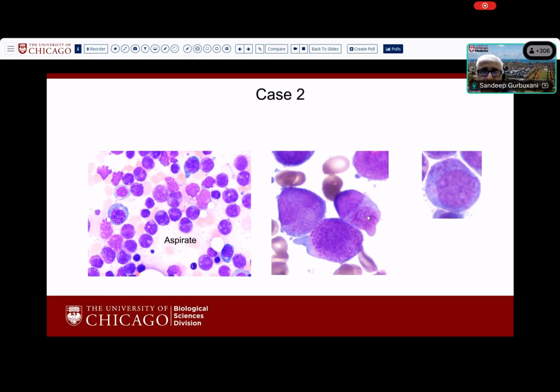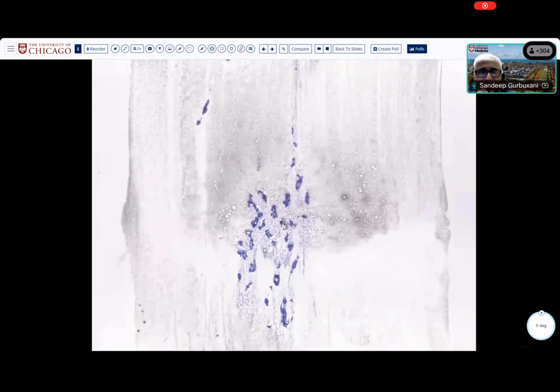chimeric protein, the PML-RARA protein, which is responsible for pathogenesis of this leukemia, and is now the basis for using targeted therapy, where you don't use any chemotherapy to treat these APL patients for the most part, and they respond very nicely to all-trans retinoic acid as well as arsenic trioxide. So an example of acute promyelocytic leukemia. Again, most of you knew what this was. That's excellent. So moving on to the next case.